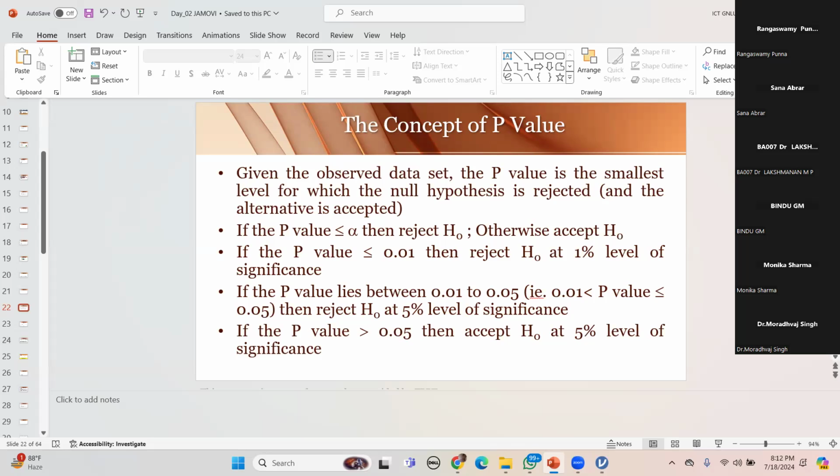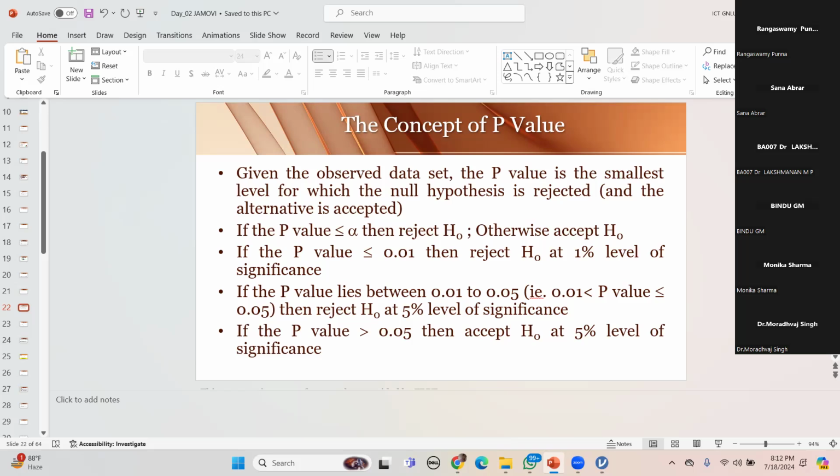For example, take vaccination, Covishield and Covaxin. If somebody says we are only 95% confident and the remaining 5% we are not confident, meaning 0.05, there is a margin of error. When it comes to health, when it comes to life, 0.05 is a big thing. We can't take that much risk.